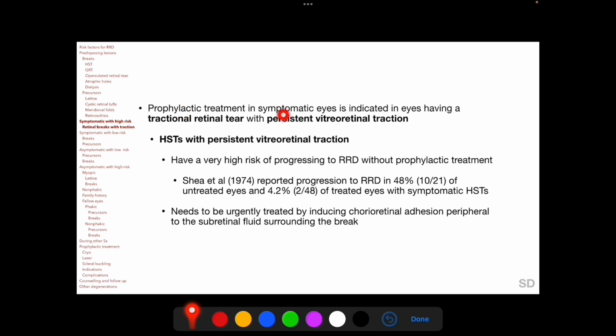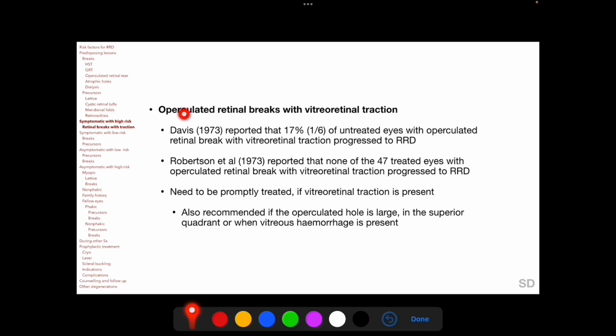Prophylactic treatment in symptomatic eyes is indicated when these eyes are found to have a tractional retinal tear with persistent vitreoretinal traction on these tears, and these include HSTs and operculated retinal breaks with persistent vitreoretinal traction. HSTs with persistent vitreoretinal traction have a very high risk of progressing to RRD without treatment, but the risk of progression to RRD decreases dramatically following treatment. So HSTs with persistent vitreoretinal traction need to be urgently treated. Similarly, operculated retinal breaks with vitreoretinal traction need to be promptly treated.